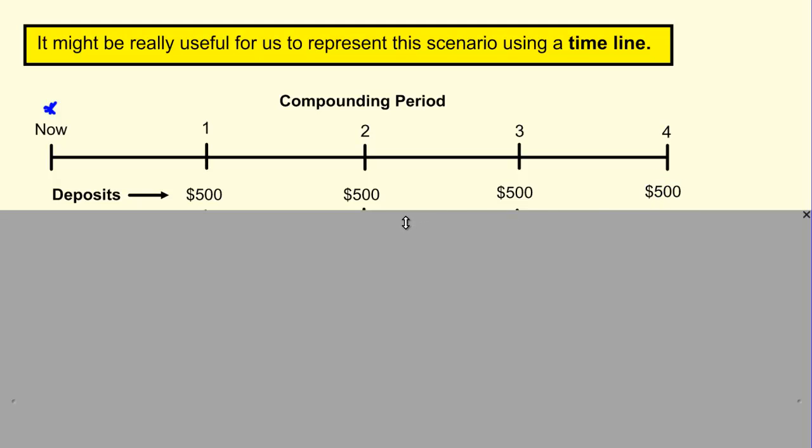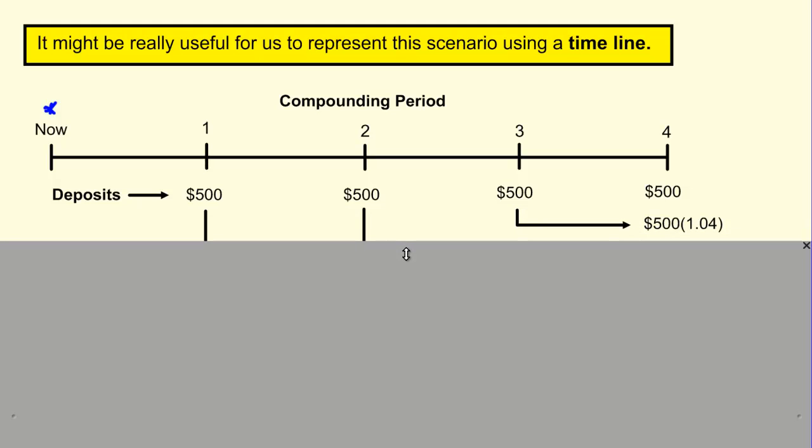But these other 3 deposits of $500 will each earn interest. At year 3, $500 will earn interest for 1 whole year, going from year 3 to year 4. So we could say that we'll earn 500 times 1.04, since our interest rate is 4%. So whatever 500 times 1.04 is, that's how much money will be in the account from this $500 deposit.